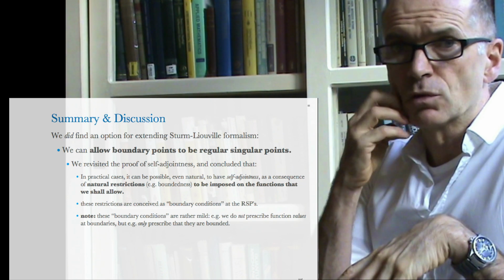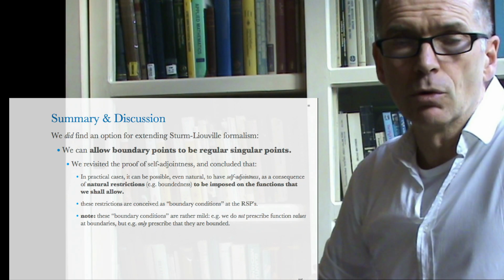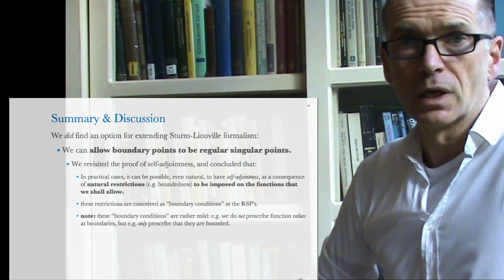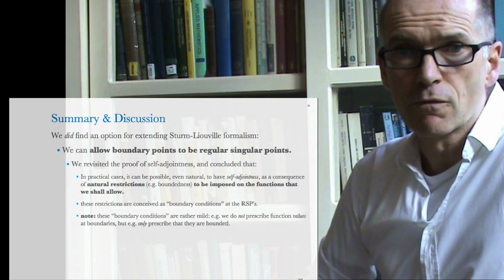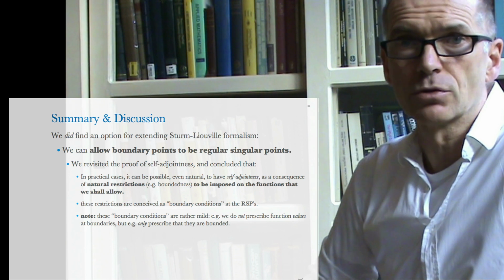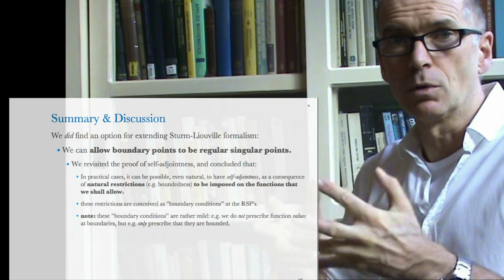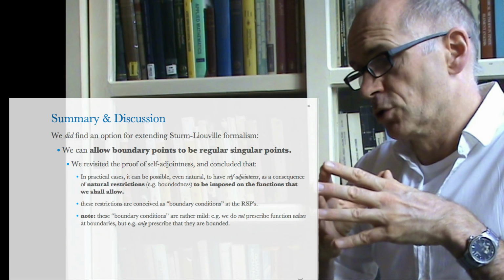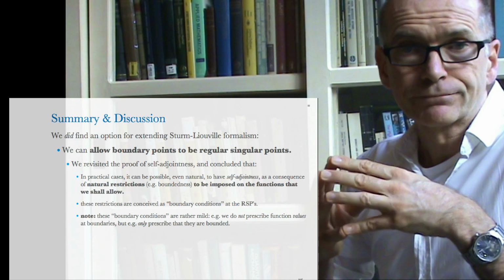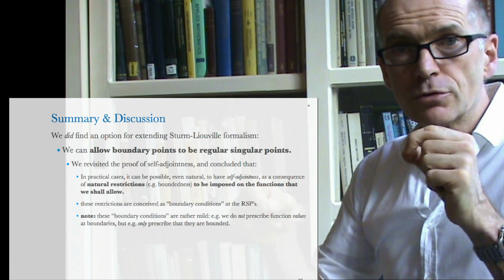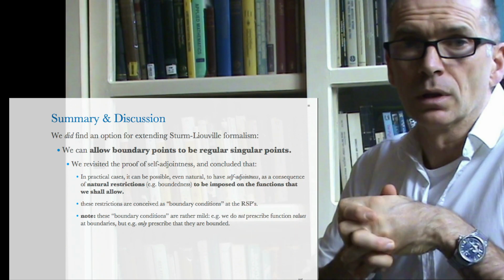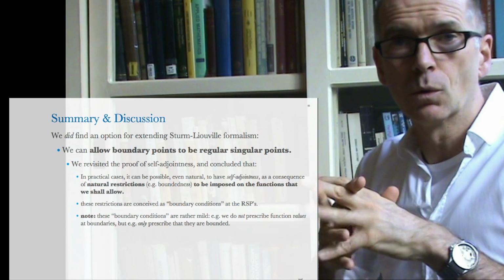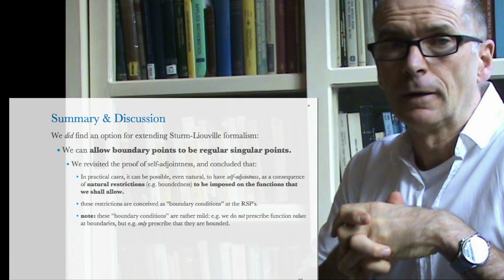Now, why is that natural? Well, not from a mathematical or logical point of view, but from an engineering, applied sciences, or physics point of view, that is a natural condition. For example, if we would work with the gravitational potential with Legendre's equation, then the regular singular points would correspond to the north and south pole of a coordinate system for a planet.